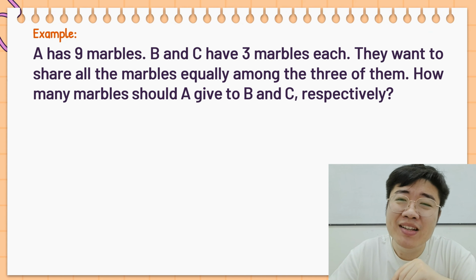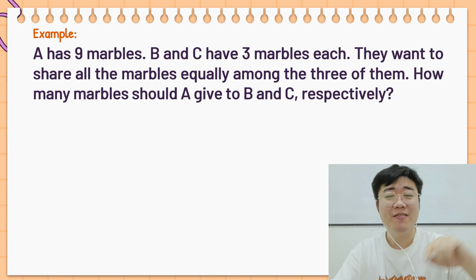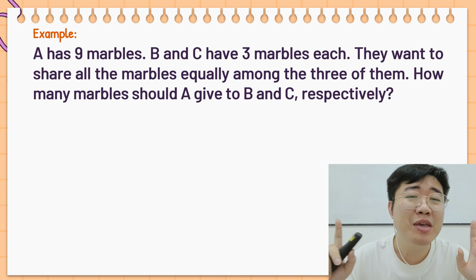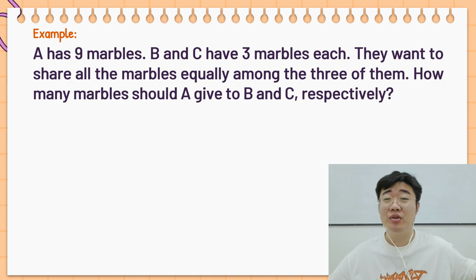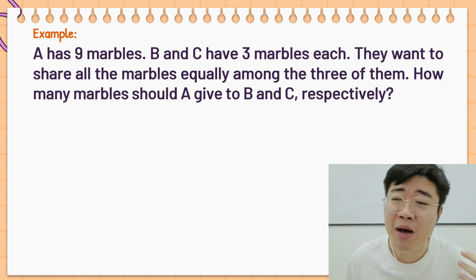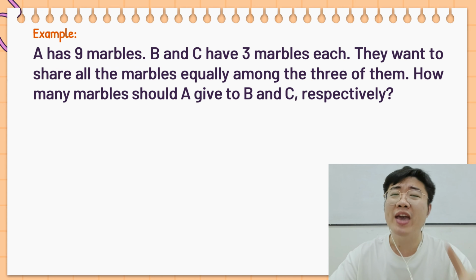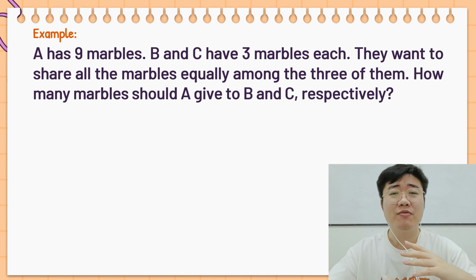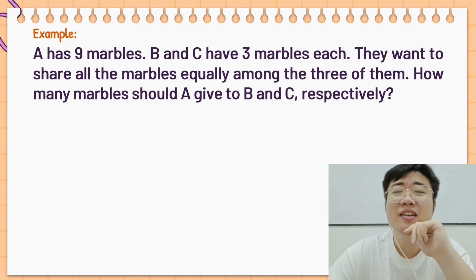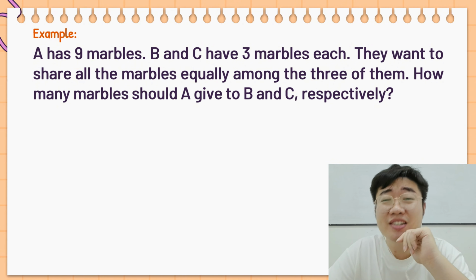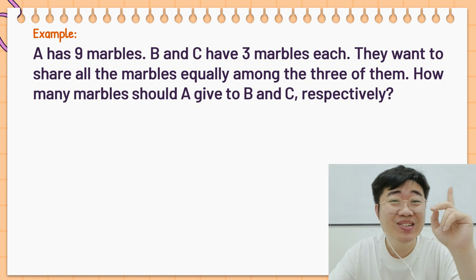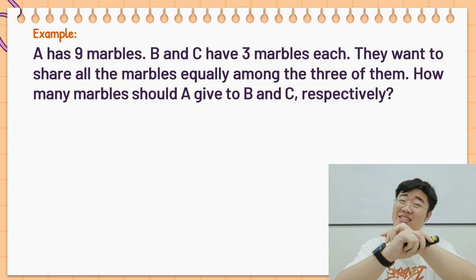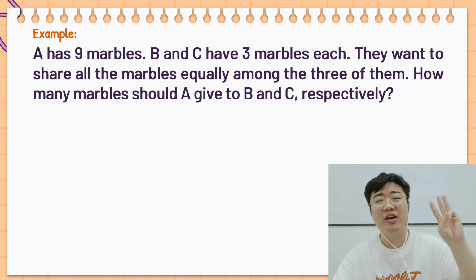Now before we find this method, let's look at this example here. A got 9 marbles, B and C got 3 marbles. They all want to share the marbles equally among 3 of them. How many marbles should A give to B and C, respectively? So let's think. Can we find the average? Yes, we can use our formula just now. Average is the total divided by the number of numbers.